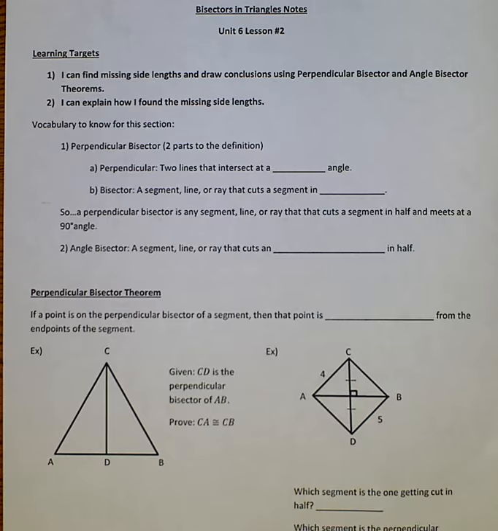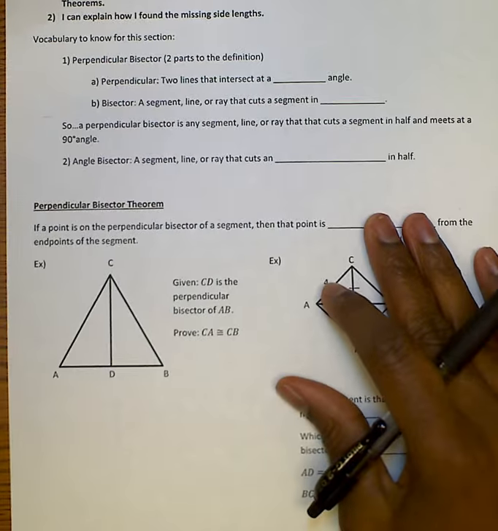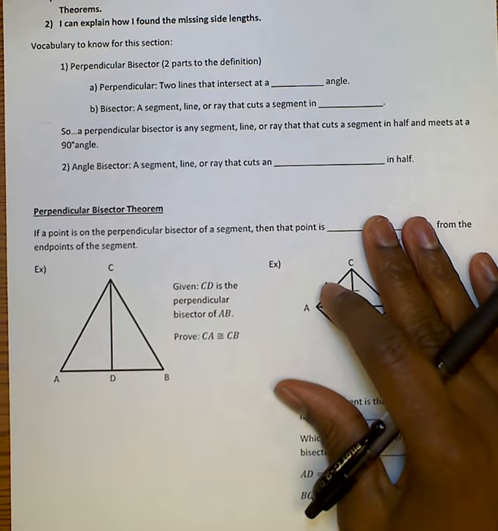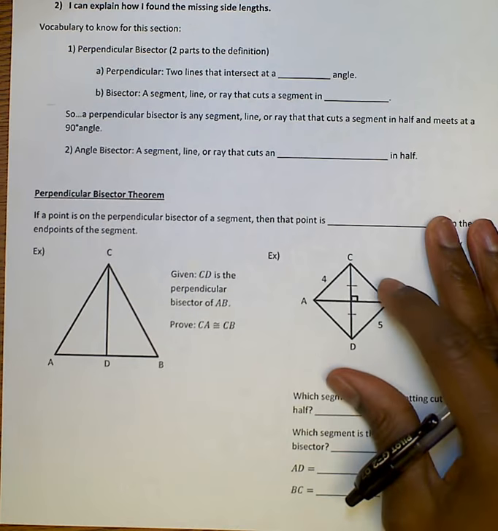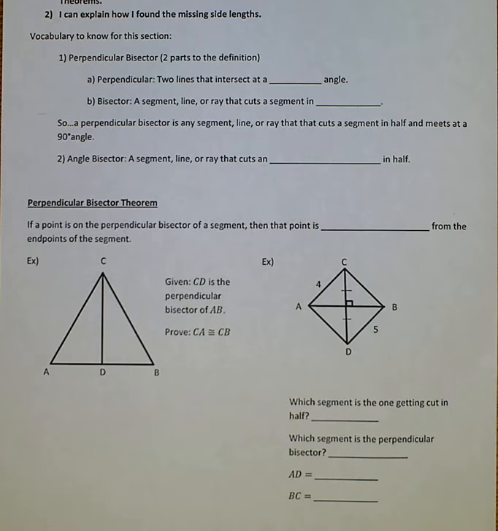Start with some vocabulary. If we know what we're saying, then we can know what we're talking about. Alright. So first, perpendicular bisector. Okay, it means what it says.